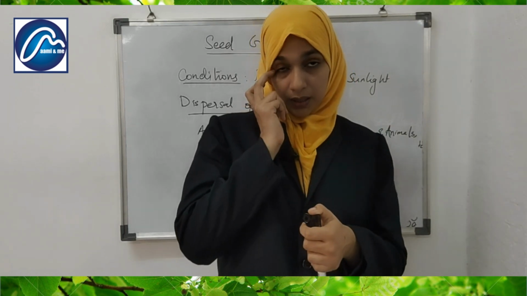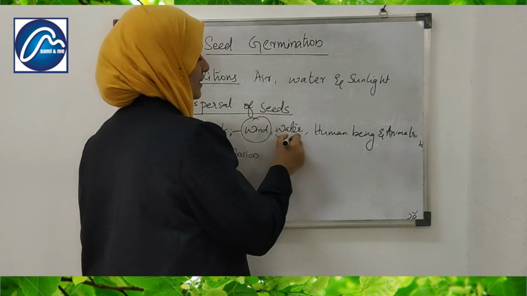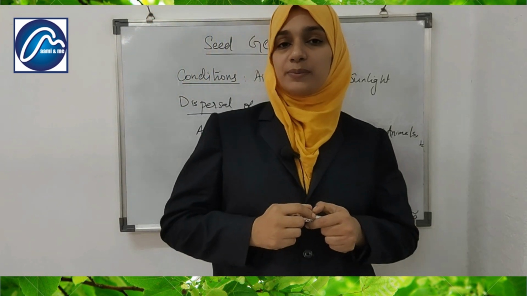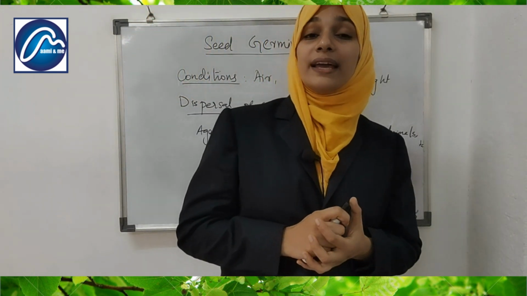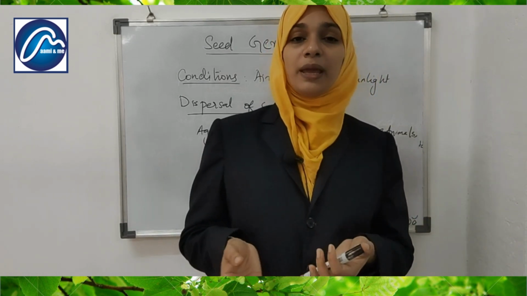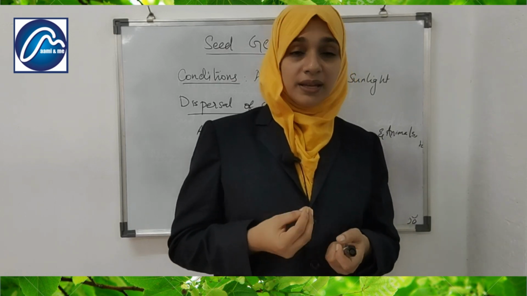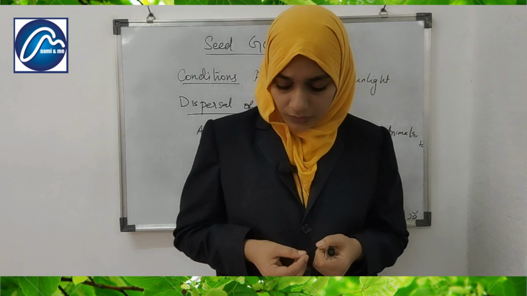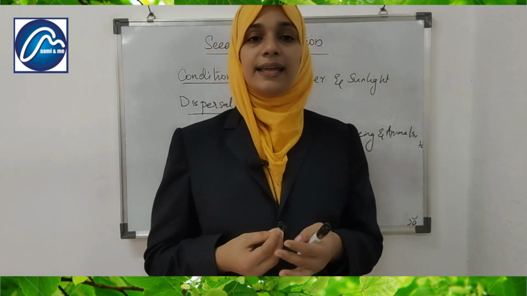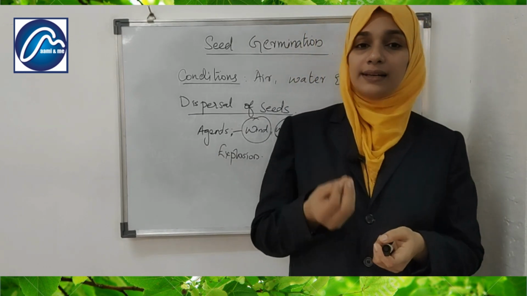Then water. Next is water. We have already studied about wind. Water is an important agent for the dispersal of seeds. When heavy rain occurs, the water flows to many areas. In that water there will be so many seeds. Those seeds will go to different areas and they will germinate in that area if they get a favorable condition.